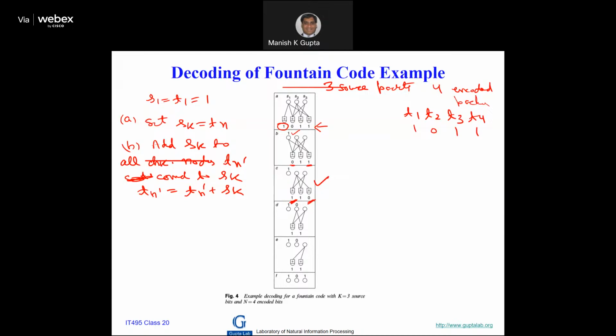So I hope you understood. Any question about this? I hope you understood this decoding procedure of the fountain code. So we know that S1 is 1, S2 is 0, and S3 is 1. Right. So we are done with this.